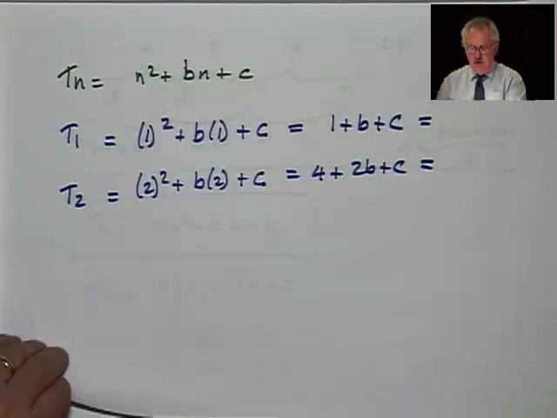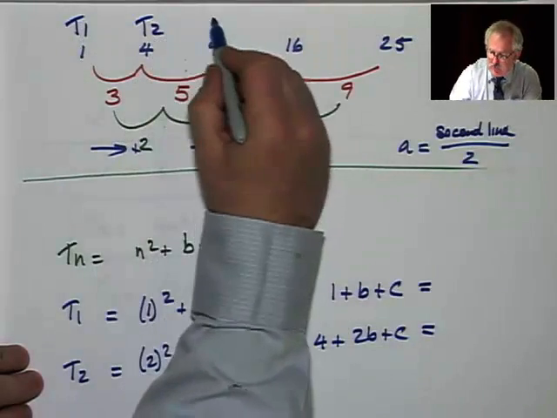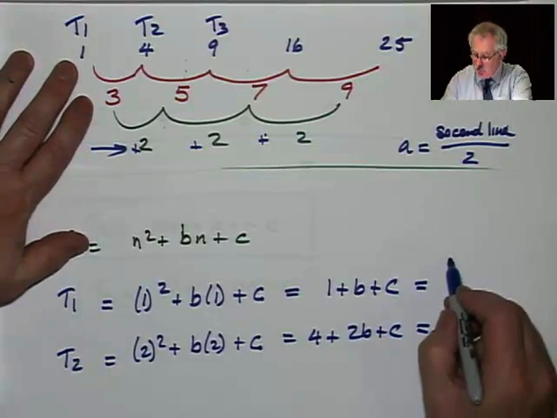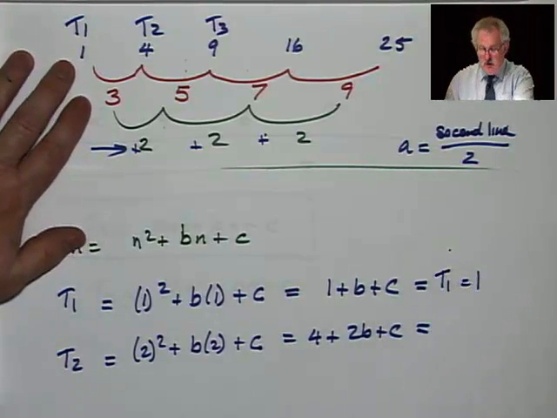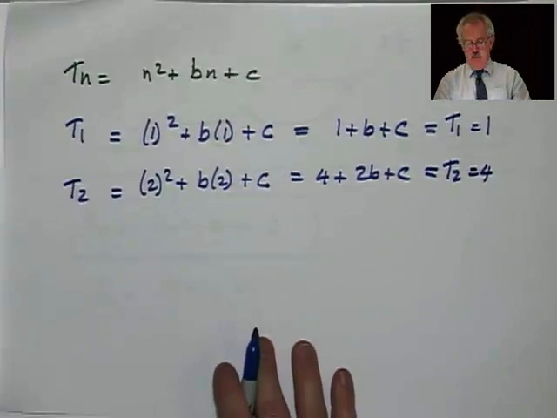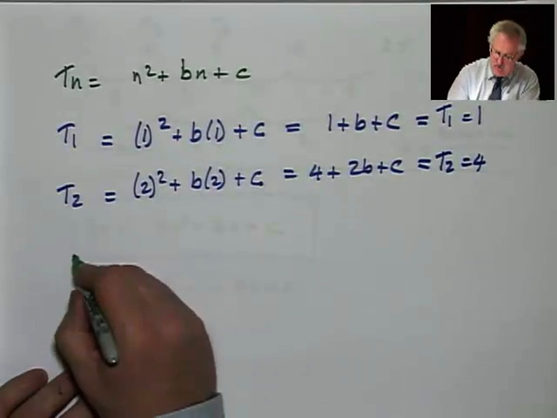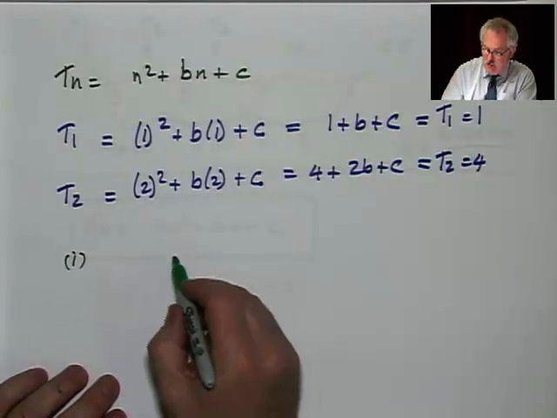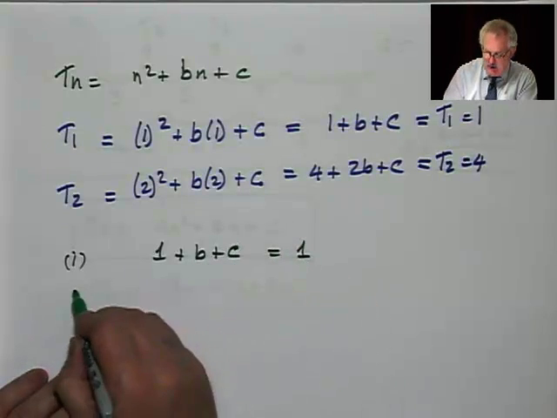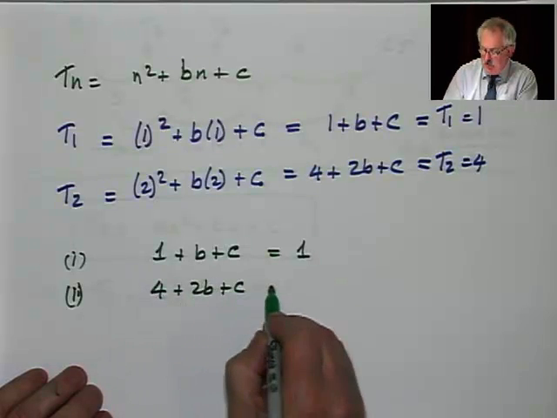But why are we doing this? We're doing this because we were told what T1 was. We're not trying to find them. We actually know them. T1 is 1, and T2 is 4. So what we have now are two equations. Equation 1, which says that 1 plus b plus c is 1. And equation 2 that says that 4 plus 2b plus c is 4.